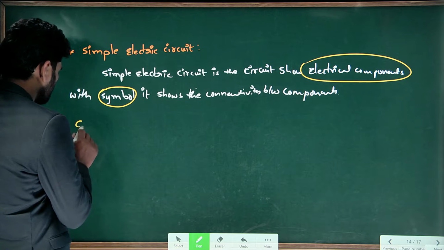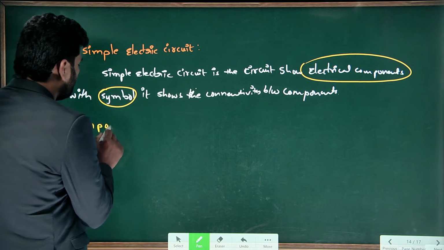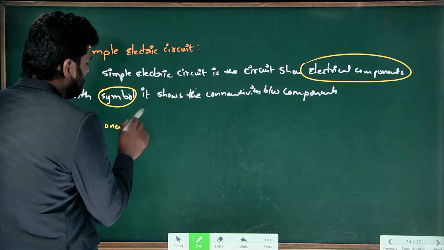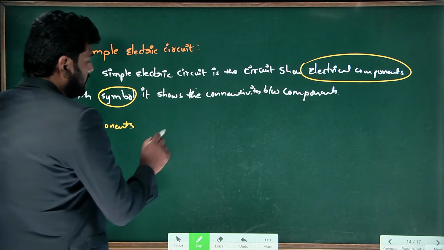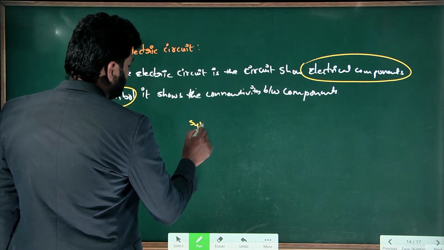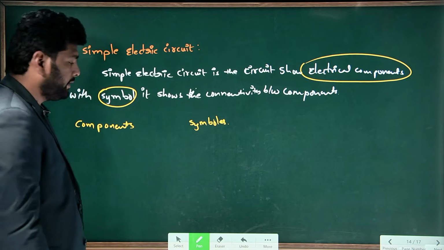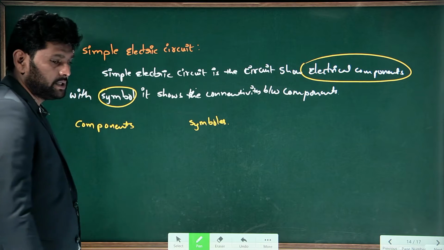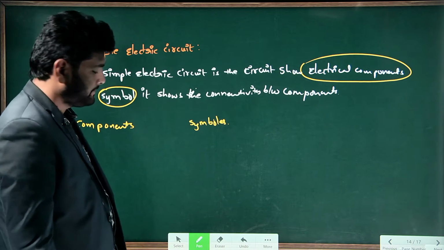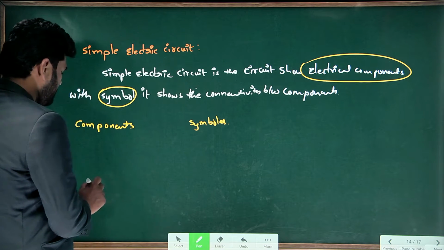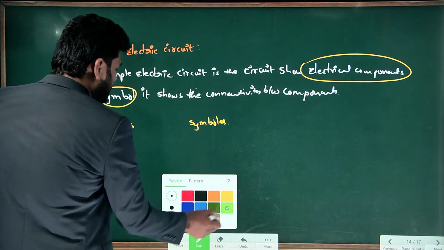Components and symbols. Which components? Electrical components and symbols. They are given in the textbook, page number 169. Can you tell me what is the first component? Cell, sir.